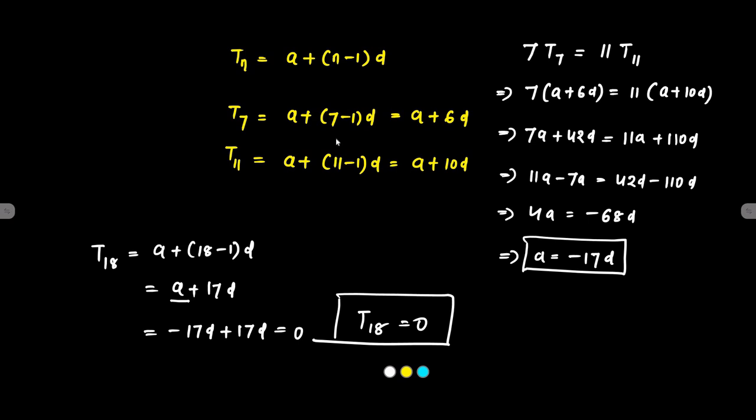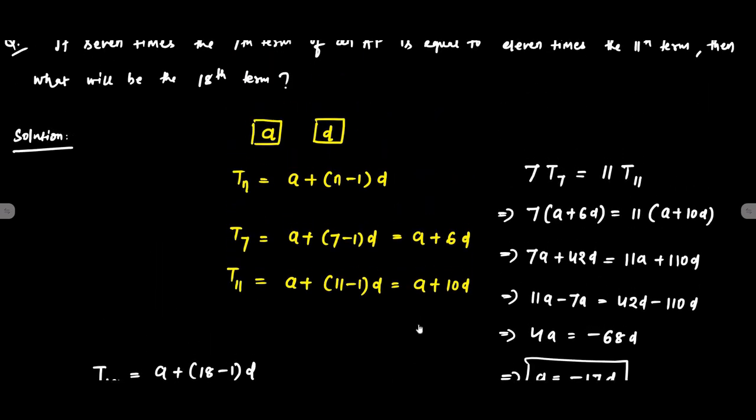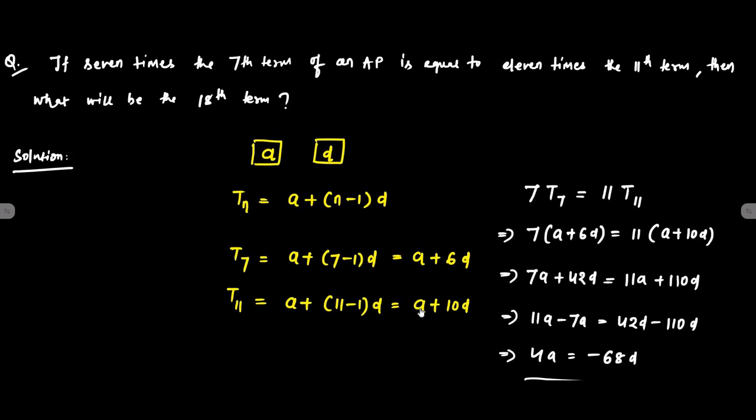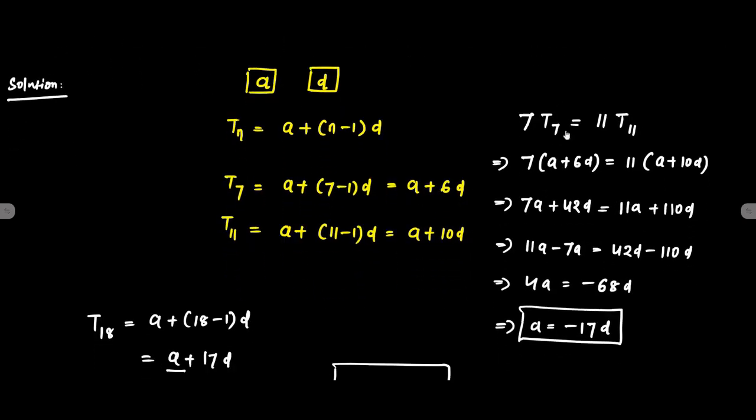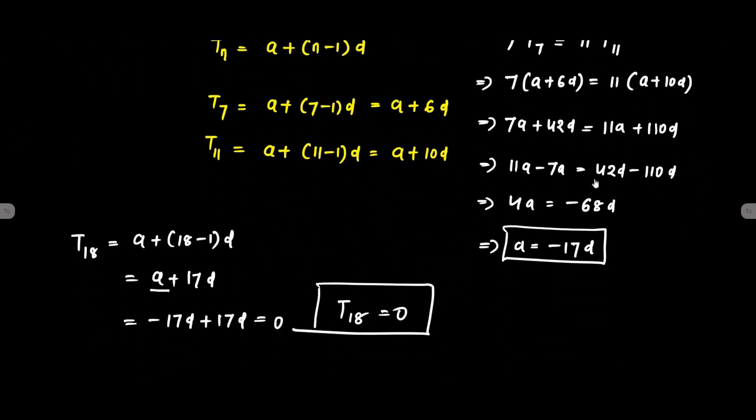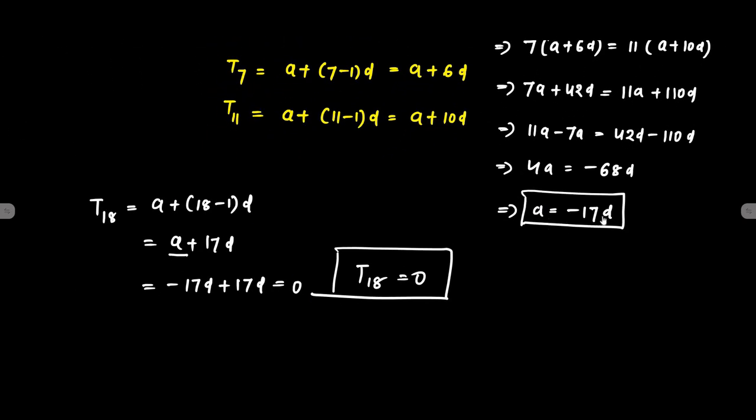So first we used the information given in the question for the 7th term and 11th term, then the interrelationship between them. Then we expressed A in terms of D, then used the nth term expression, then we substituted the value of A in terms of D and we got the 18th term, that is equal to 0.